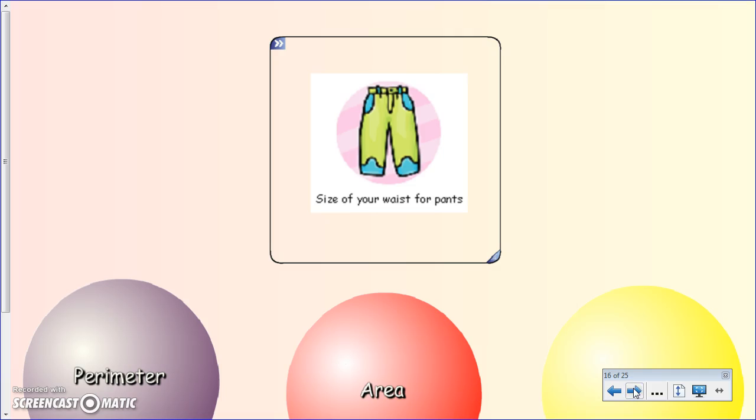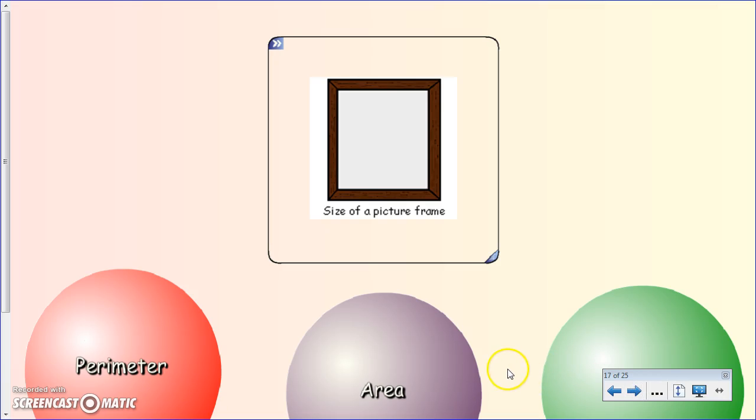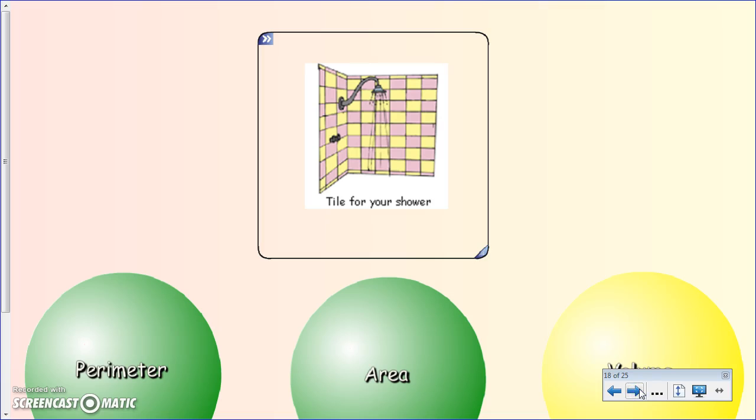The size of your waist for your pants. Again, you're going to be measuring around the outside of your waist, so in this case, it is perimeter. The size of a picture frame. We need to figure out how big it is, how big a picture we can fit in it. In this case, it's going to be area because we need to know how much space it takes up. The tile for our shower, again, just like the wallpaper example, in this case we're covering the wall, so we need to know the area of the wall so we know how much tile to buy to put up there.